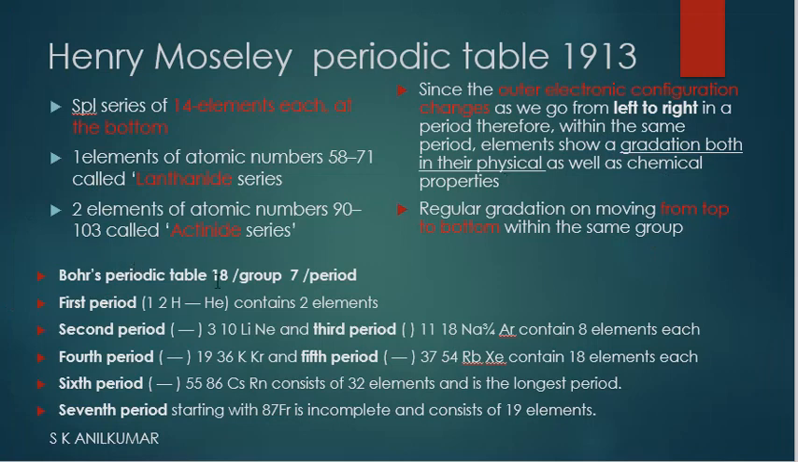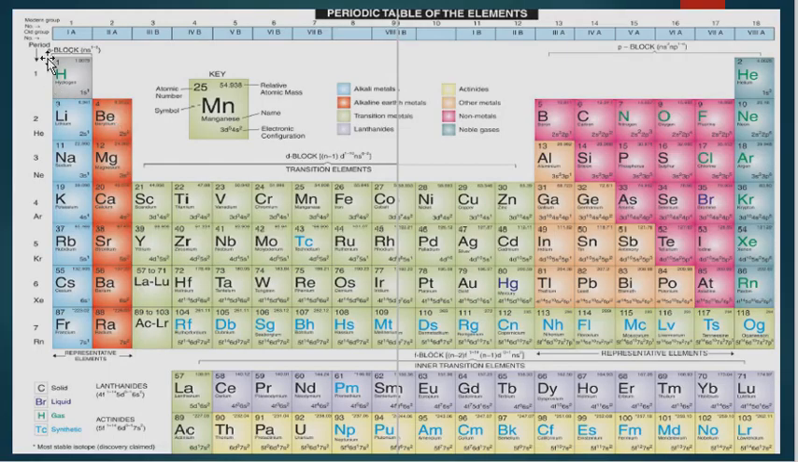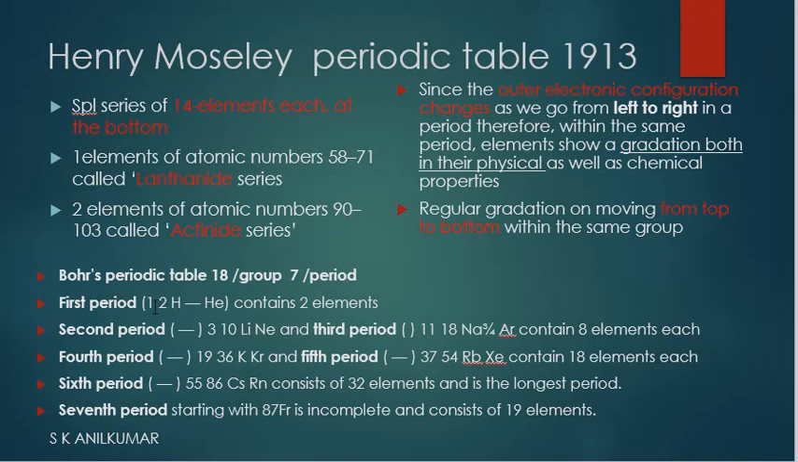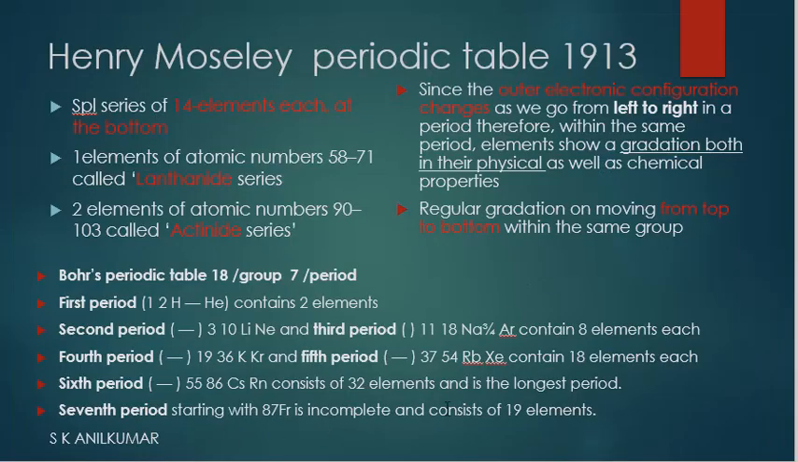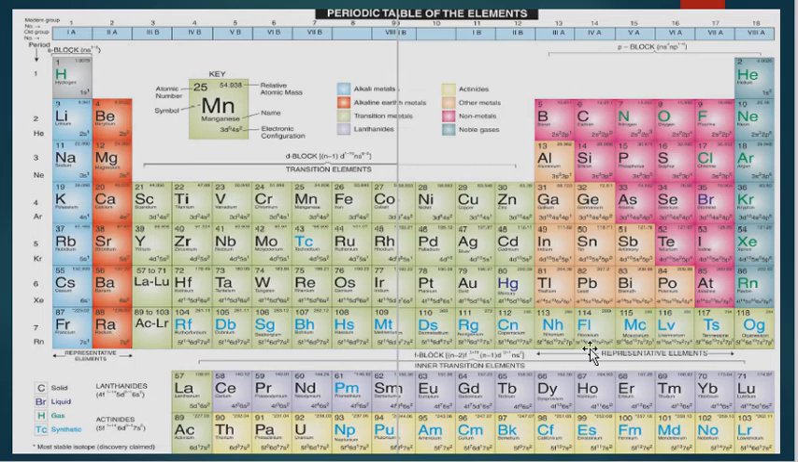Now Bohr's periodic table is an 18 group, 7 period table. The first period has hydrogen and helium. The second period has lithium to fluorine, and the third period, 11 to 18, contains 8 elements each. The fourth period contains 18 elements each. The sixth period has 32 elements and is the longest period. The first was the smaller period because this many elements were not identified in those days. And the seventh period is incomplete, and consisted of 19 elements before, and now elements are being discovered one by one and filled up.